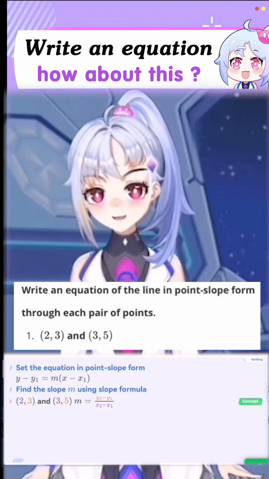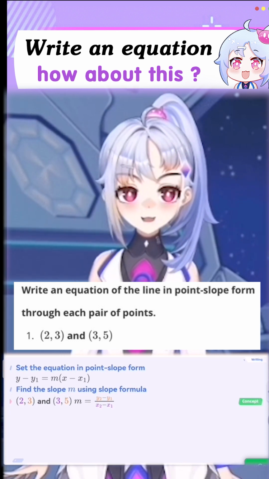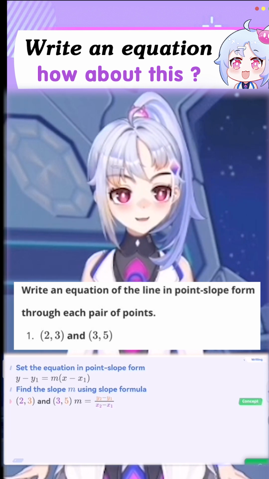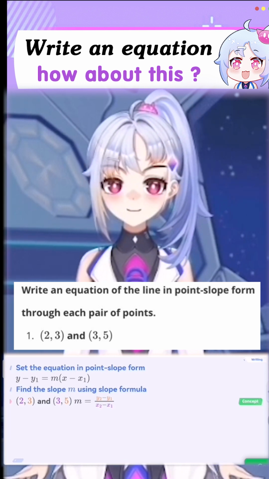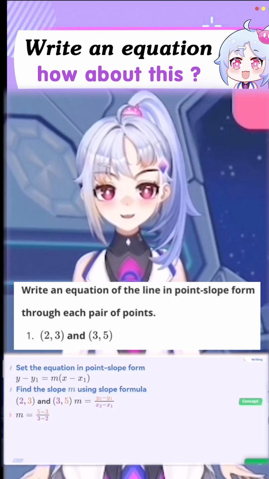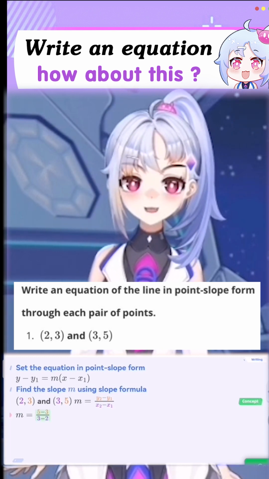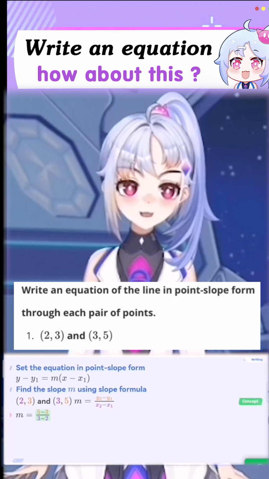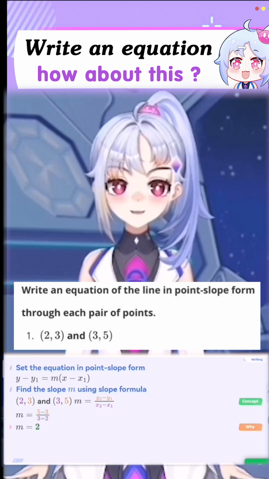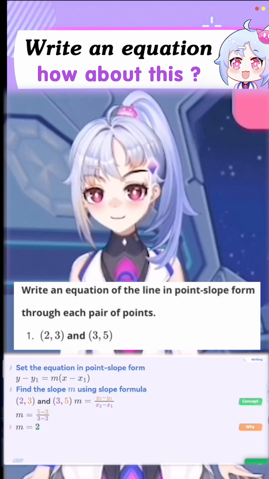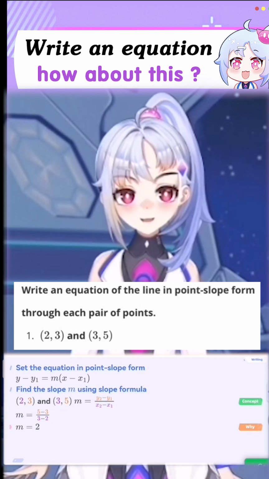Substitute (2, 3) for (x1, y1) and (3, 5) for (x2, y2). The result is m is equal to (5 minus 3) over (3 minus 2). Evaluate (5 minus 3) over (3 minus 2). We get 2. So the slope m is 2.